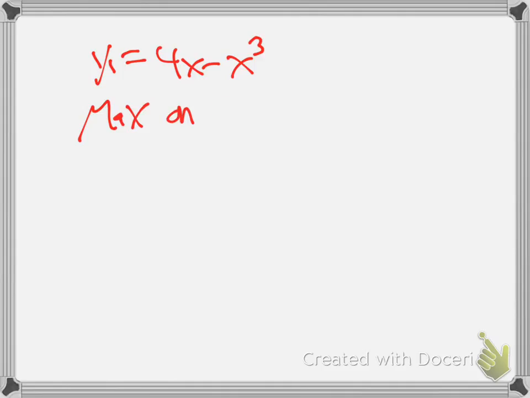So we want to take y1 equals, what was it, 4x minus x cubed? And graph, find the max on the graph. So what do you guys got? Anybody got it? Maximum. 1.15, anybody else getting that? Yes. Good. And that's x, and distance, no, not distance, area.